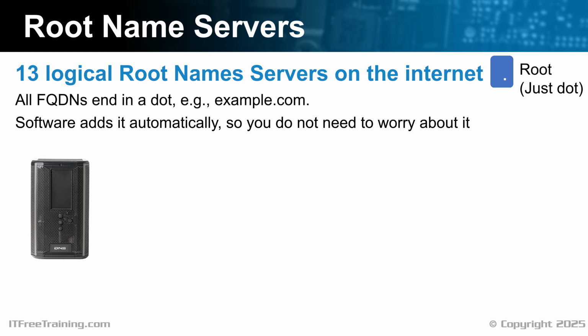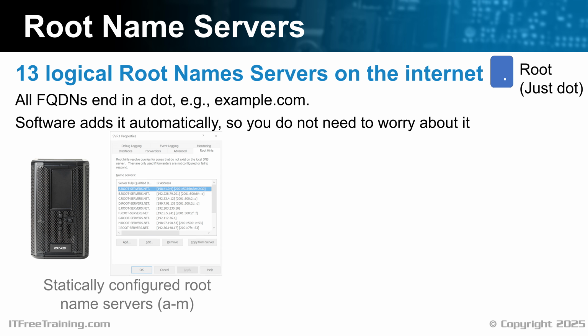Technically speaking, an FQDN gets resolved from right to left, so for the domain name example.com, we would start from the very right, which is the dot. To resolve the dot, the DNS server has statically configured the DNS root name servers, which contain the IP addresses for IPv4 and IPv6 of all 13 logical root DNS servers. In reality, there are hundreds of physical DNS servers all around the world.